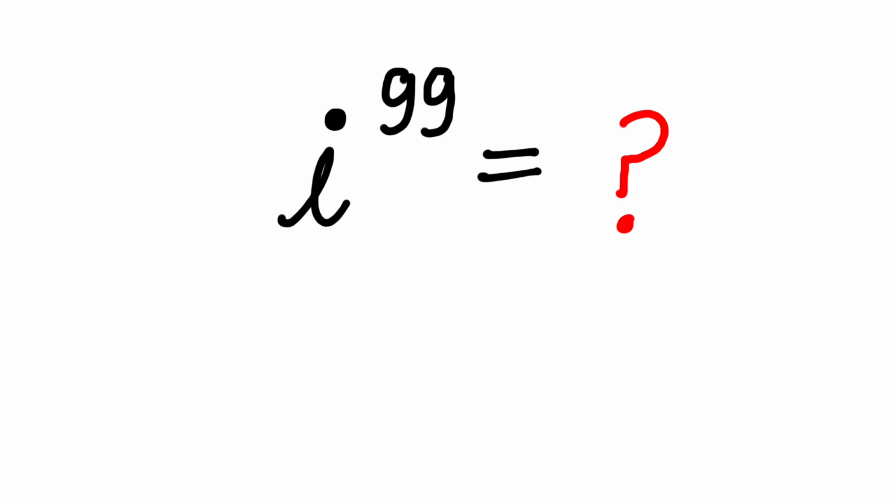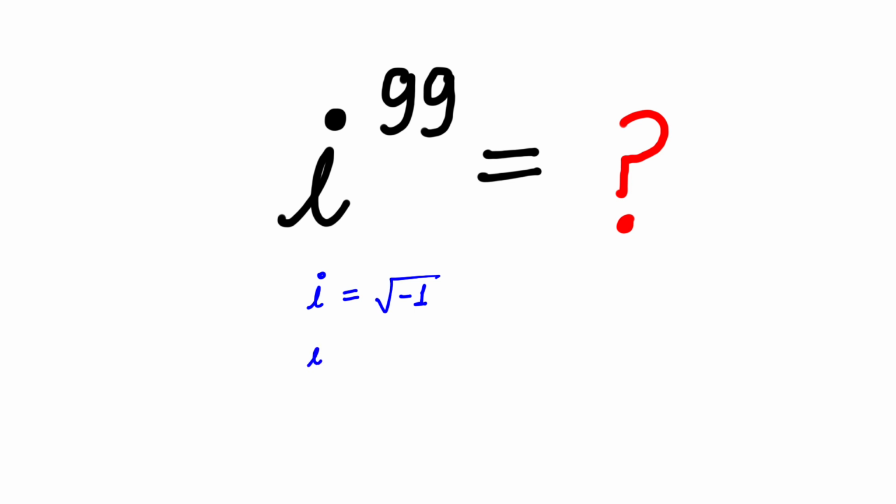Let us solve i raised to the power 99. So i raised to the power 99, or iota raised to the power 99, can be solved using some basic properties of iota. Iota is also called the imaginary unit, and iota is equal to the square root of -1. The square root of a negative number is an imaginary quantity or imaginary number.